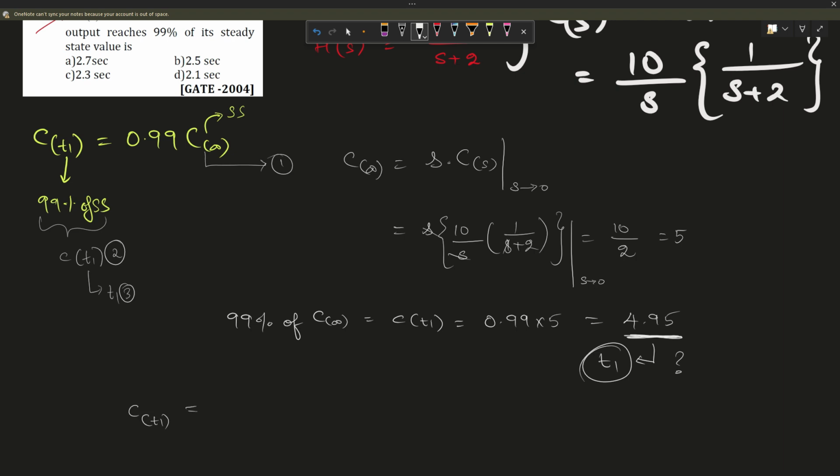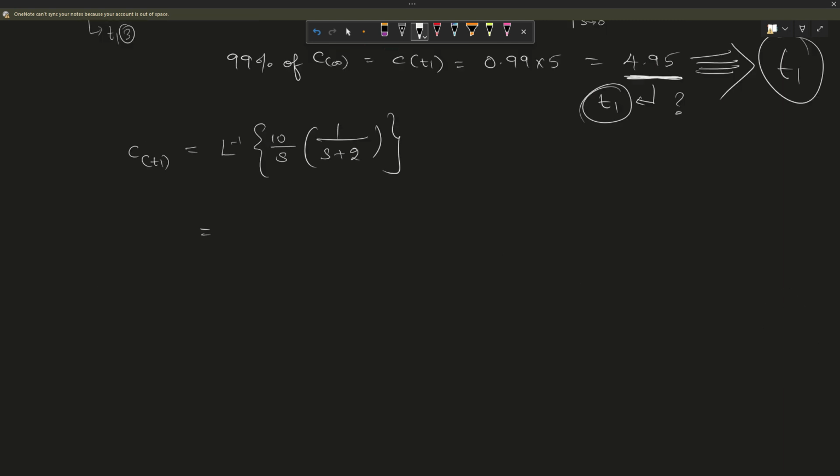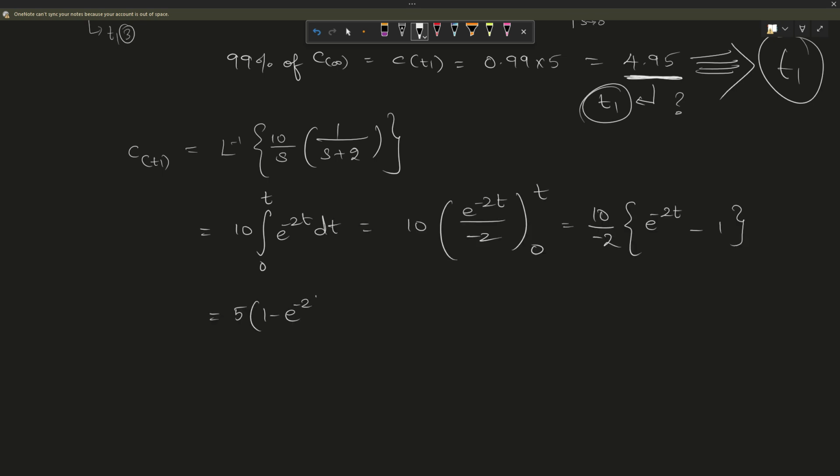So let's find out the response in time domain. This will be the Laplace inverse of 10 by s into 1 by s plus 2, because this is the s domain response. Let's find that in time domain and then we will use this information to find out t1. So this is 10 integral from 0 until t of e to the power minus 2t dt. So when we calculate, we get this. So 5 into 1 minus e to the power minus 2t is the response in time domain.